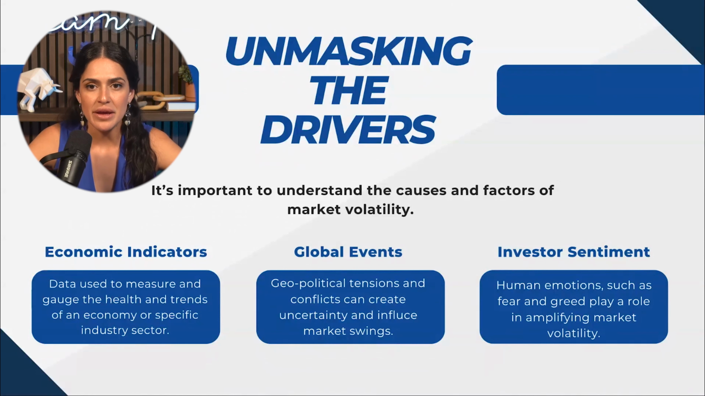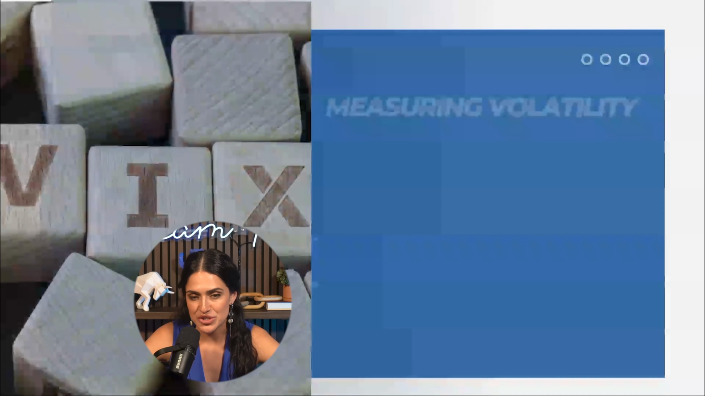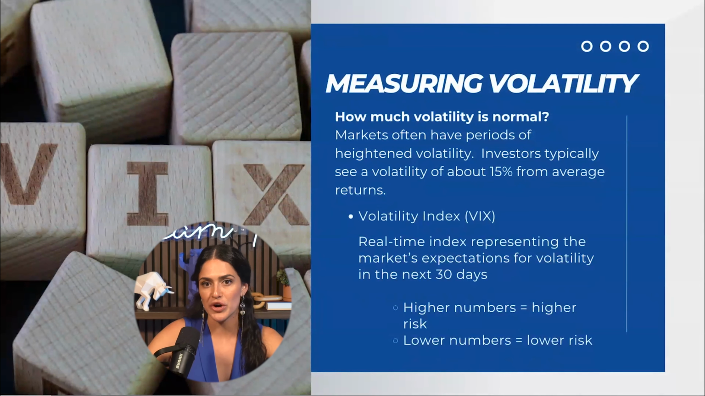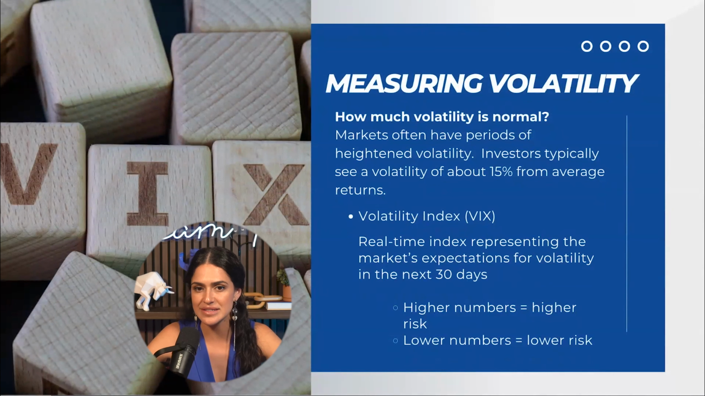The main index that is used to measure and track volatility in the markets is known as the VIX. The symbol is VIX, and it essentially is a real-time index representing the market's expectations for volatility in the next 30 days. The higher the number, the higher the risk.